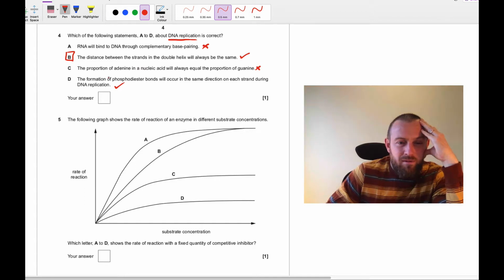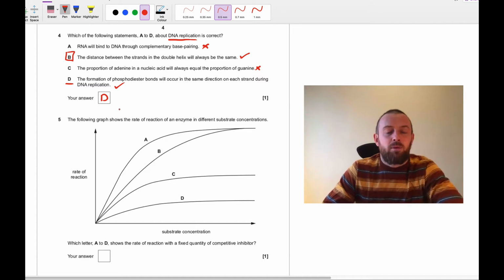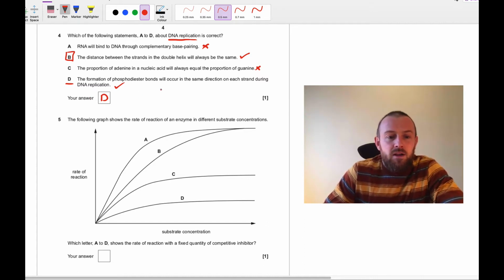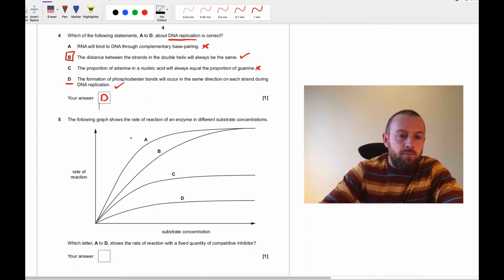So I don't think that's really about replication. I think this is correct. This is about the process of replication. Yeah. Okay, and that is what the example says.